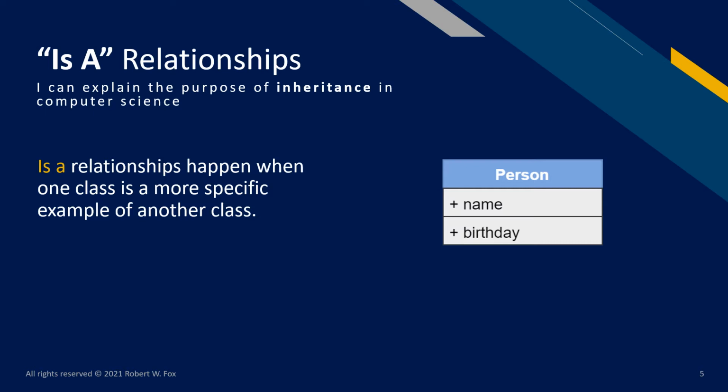But now we want to introduce a new type of relationship called an is-a relationship. And this type of relationship happens when one class is a more specific example of another class. So in this case, we've got a person. But what if we had another class that is called student? A student could be a more specific example of a person.